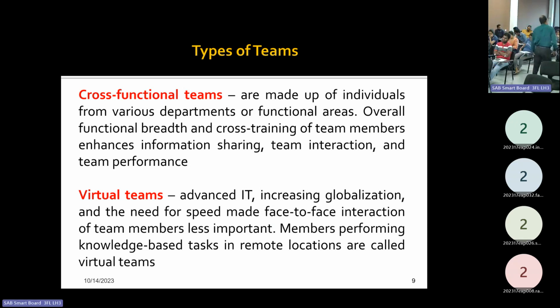Can you give some examples for cross-functional teams? A quality circle is a cross-functional team. An ERP team is a cross-functional team. Members come from different areas in an organization.